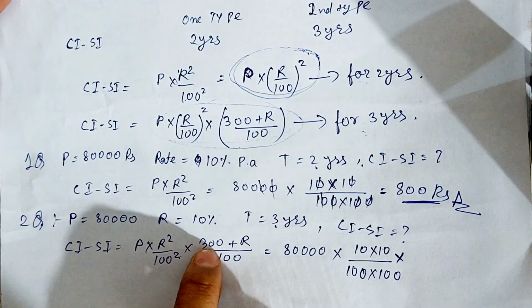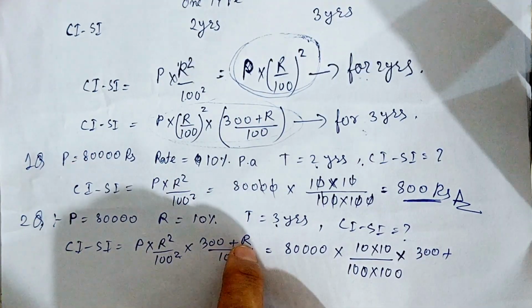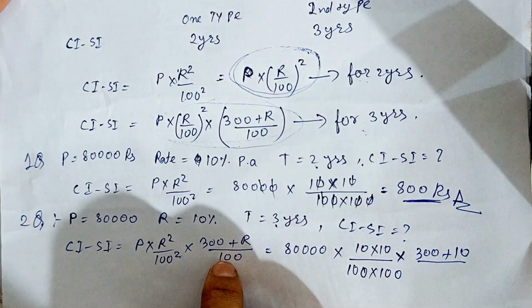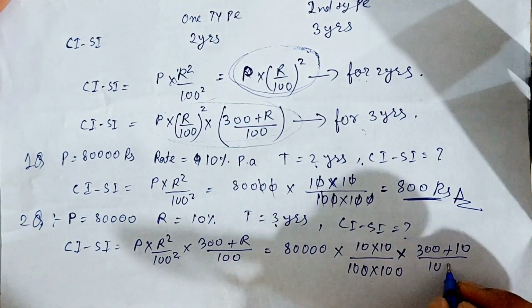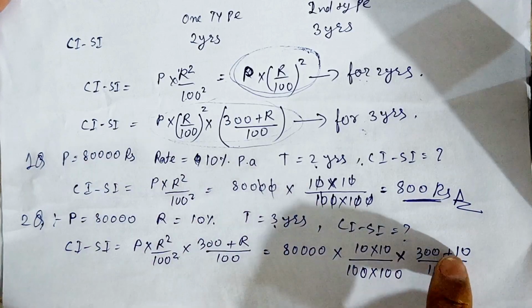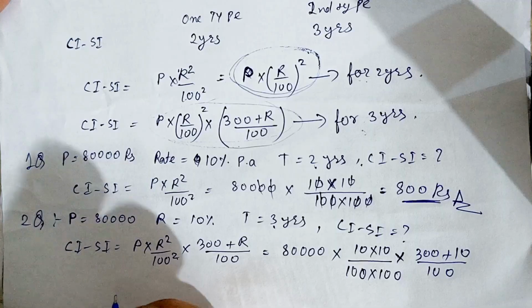What is given here? 300, we write as it is, 300 plus R. The value of R is 10, so we write 10, and in the denominator we write 100 as it is. Then we solve it. Firstly, we add 300 plus 10. What do we get? 310.